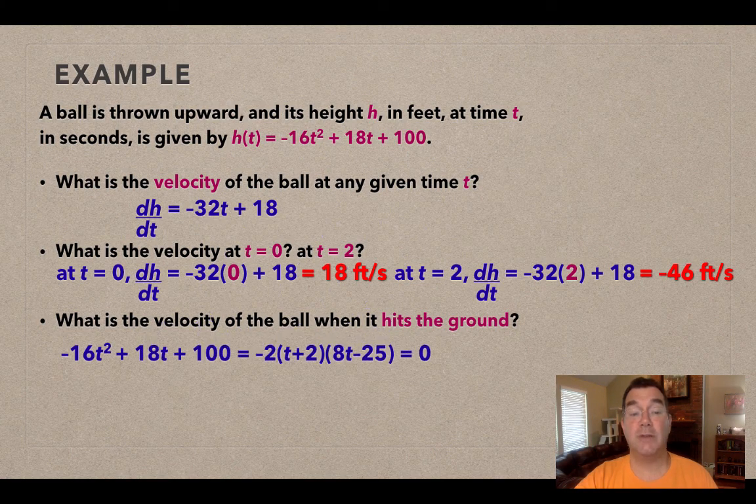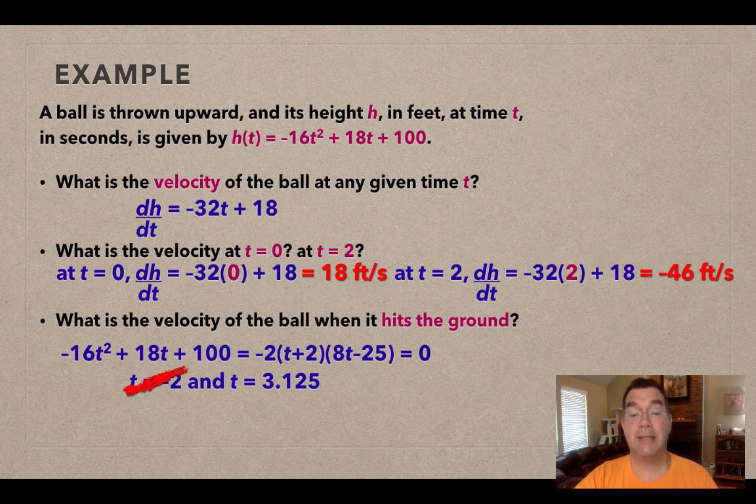To figure out what the velocity is when it hits the ground, first of all, I need to figure out when it hits the ground. I need to figure out when the height of the ball is going to be equal to 0. So I take the function for height and factor it into negative 2 times t plus 2 times 8t minus 25, and I set that equal to 0. My solutions are t equals negative 2 and t equals 3.125. Negative 2 doesn't make sense as a time, so I'm only going to use 3.125 as my time.